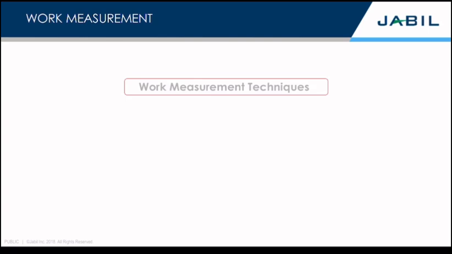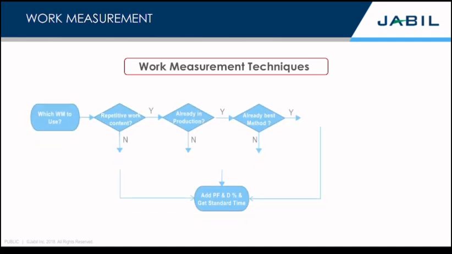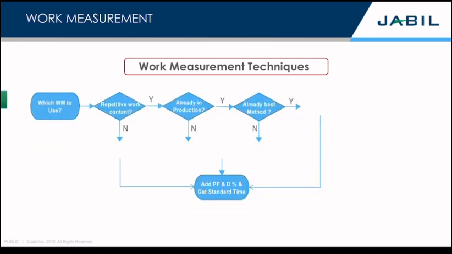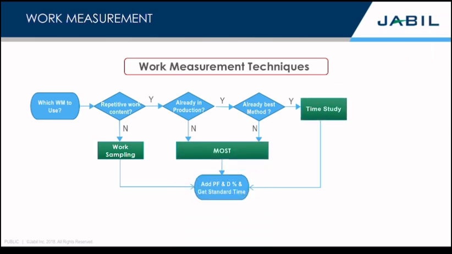At Jabil, we use 3 ways to calculate the normal time. Depending on the situation, we decide what technique is best to use. When the work measurement is for non-repetitive irregular activities, we could apply work sampling. When the work measurement is for repetitive work, mostly for value-add direct labor, we better use time study or MOST.